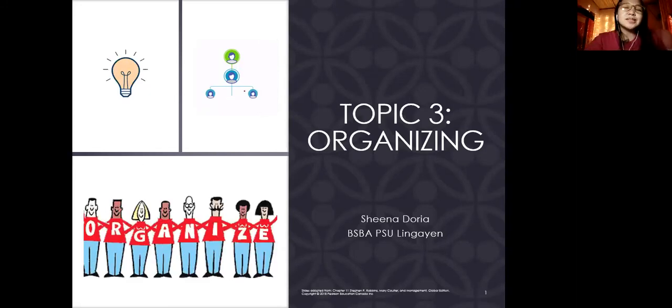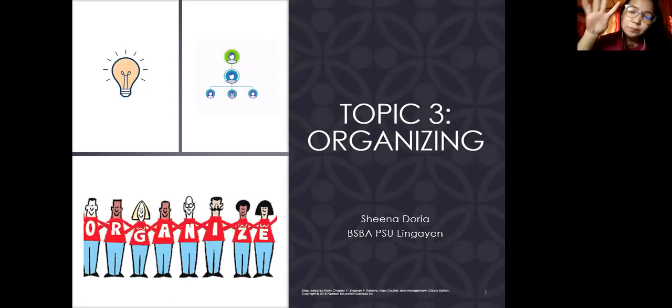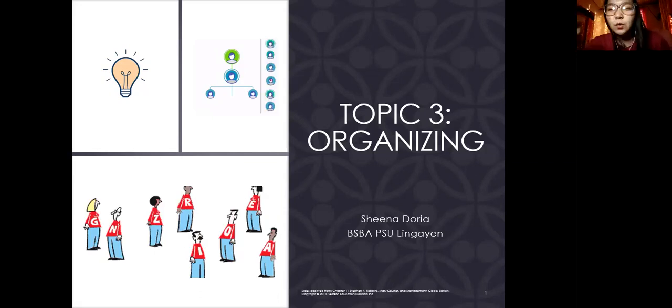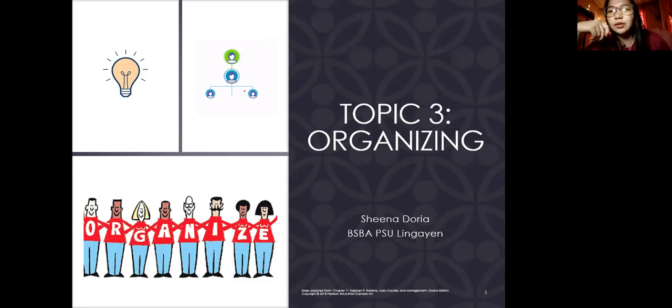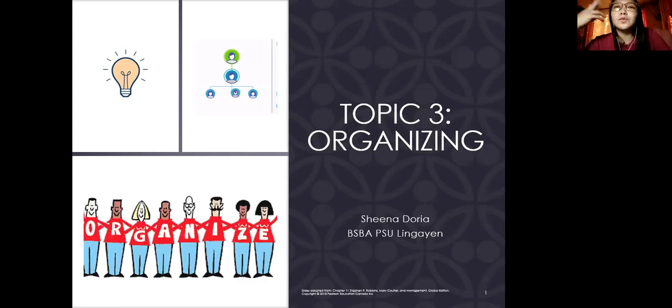Let me just emphasize that organizing and staffing may be separate from each other. So pag tinanong sa inyo, ano ang five functions of management, it includes your planning, organizing, staffing, leading, and controlling. But in our course or in the subject, we will only be discussing the four functions of management. It's because we will be incorporating a little bit of staffing in organizing. So organizing and staffing is connected with each other, but it will not be discussed as a separate function. It is because we have a subject or a course which is human resource management. So yun talaga yung staffing. Okay ba?